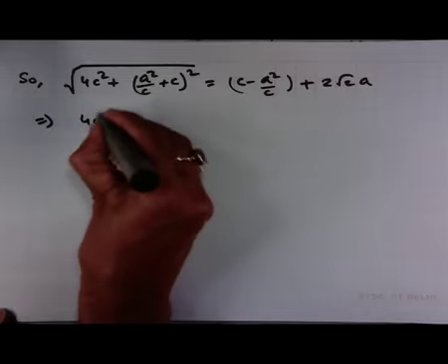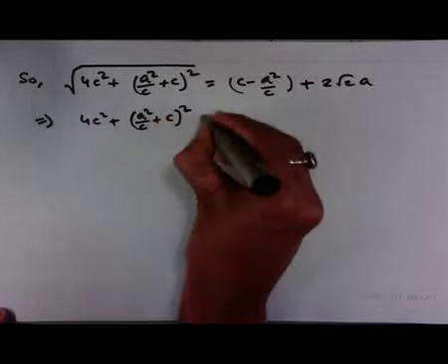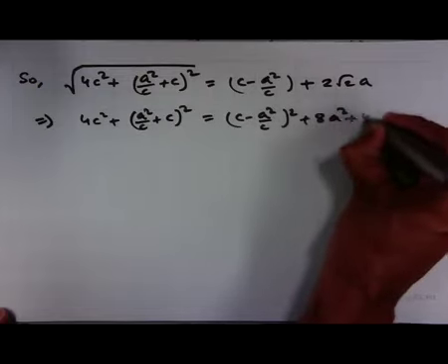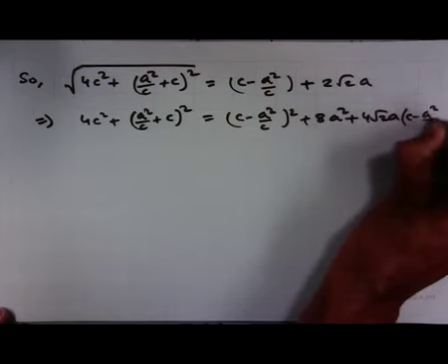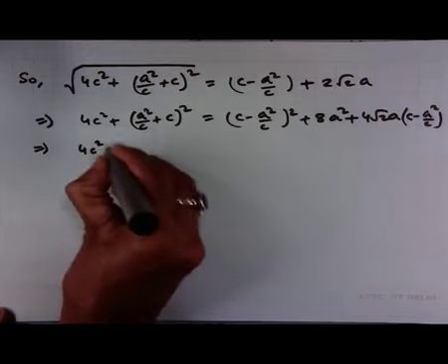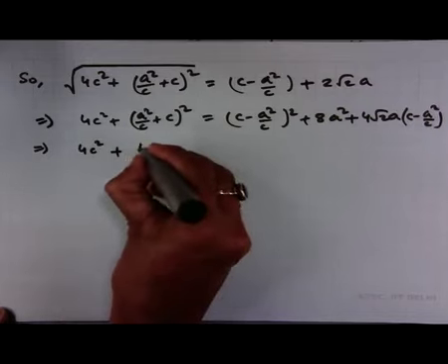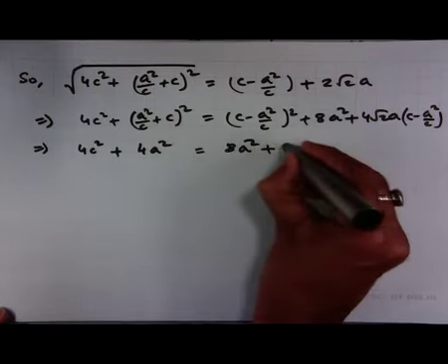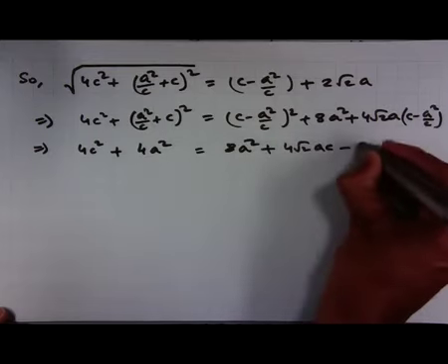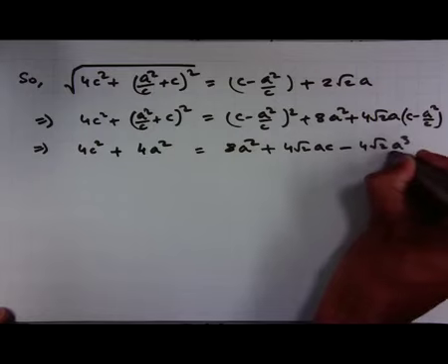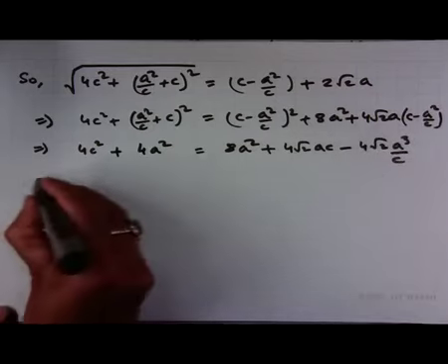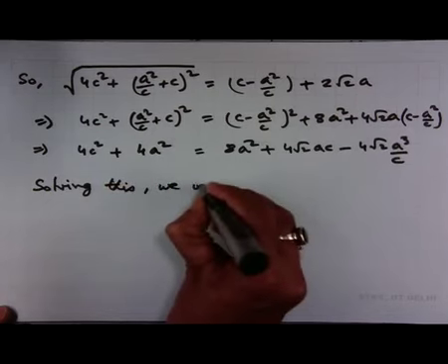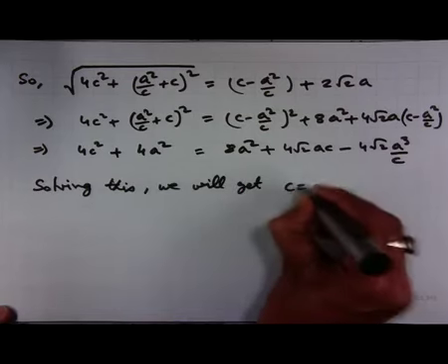This implies 4 c square plus a square by c plus c whole square equal to c minus a square by c whole square plus 8 a square plus 4 root 2 a times c minus a square by c, and this gives 4 c square plus 4 a square equal to 8 a square plus 4 root 2 a c minus 4 root 2 a cube by c, and then solving this we will get c is equal to root 2 a from here.